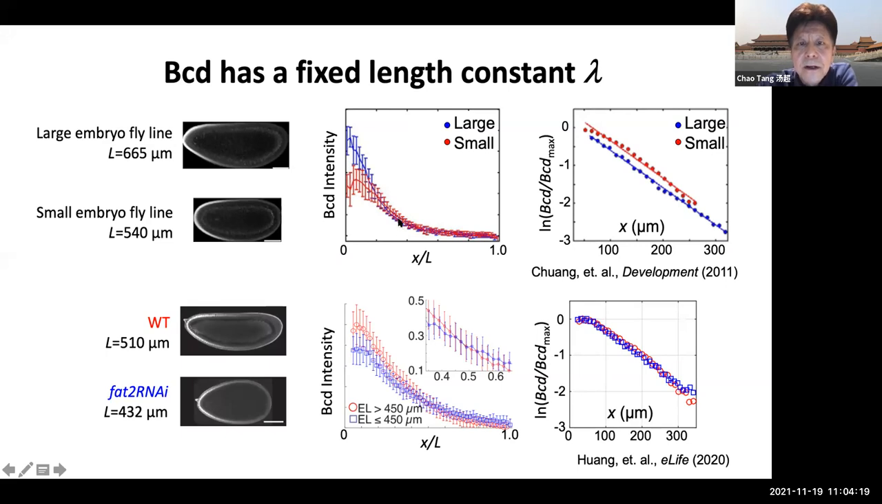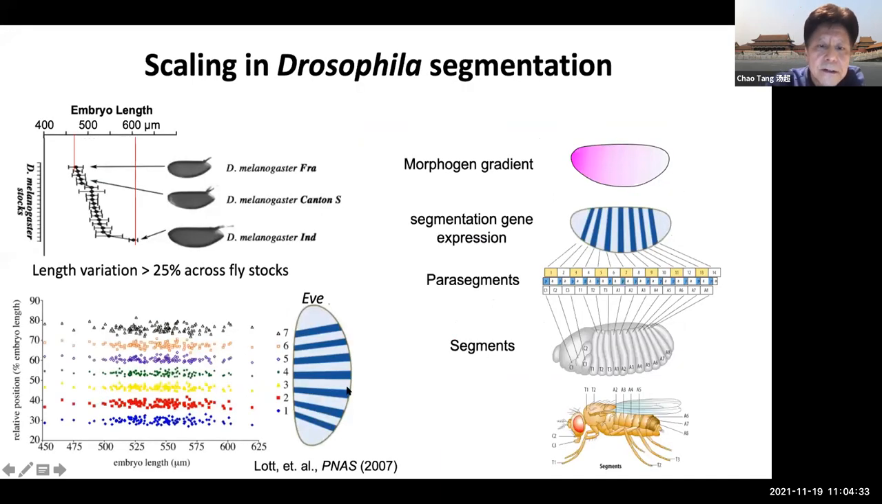Indeed, their morphogen exponential profile has been measured in many experiments with a typical length scale, despite the size of the embryo. But they have very precise scaling patterns along the embryo. Plotted here, for different embryo lengths, the vertical axis is the position of the stripes of the developmental pattern. As you can see, it doesn't matter how long or how large the embryo is, these stripes are situated in very good proportion. So this is a very good scaling.